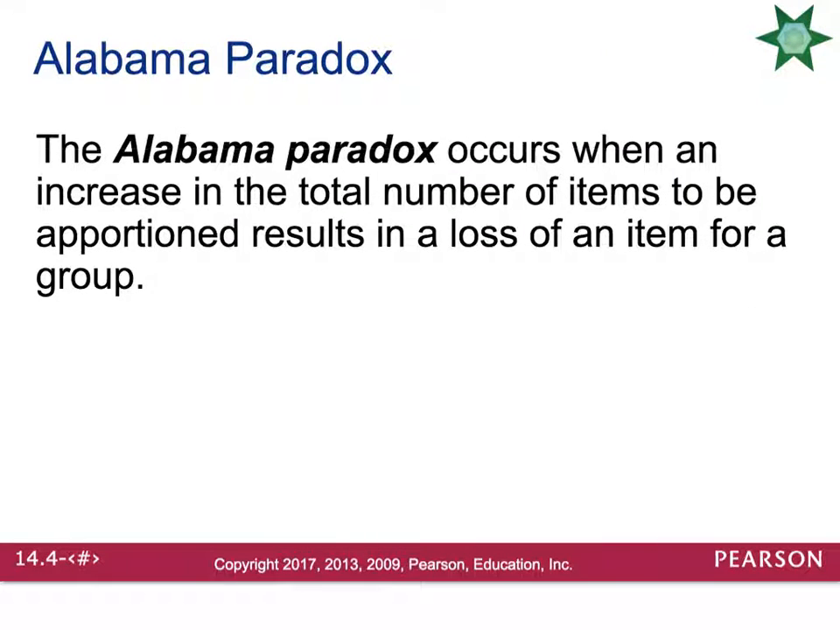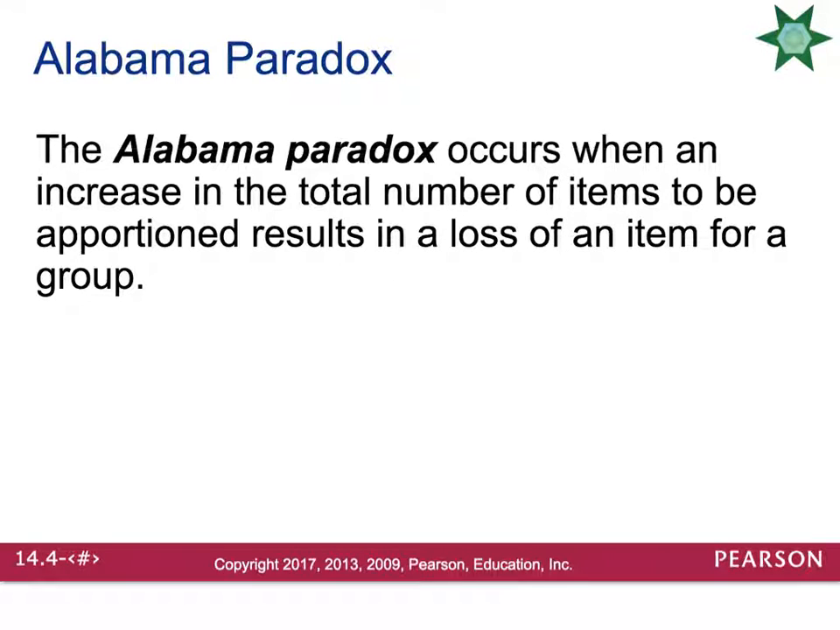First is the Alabama paradox. The Alabama paradox occurs when an increase in the total number of items to be apportioned results in a loss of an item for a group. You may be wondering how the Alabama paradox came about.